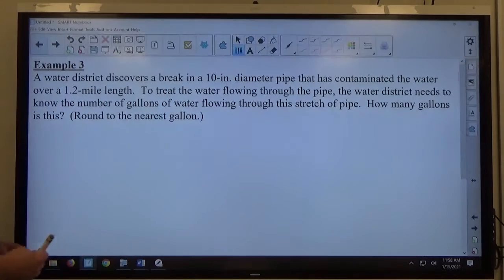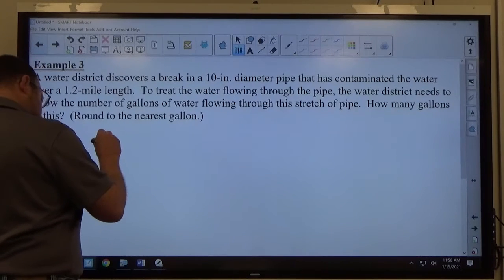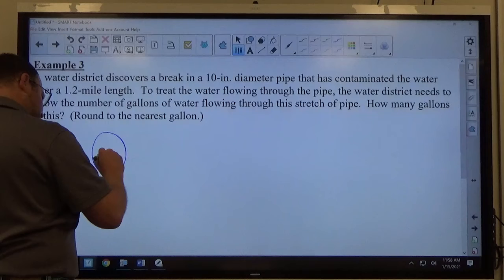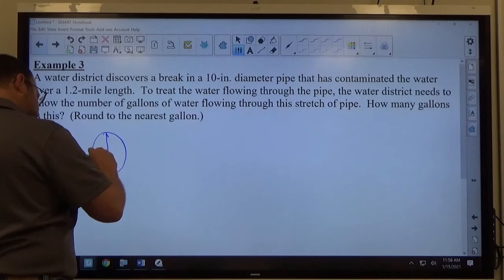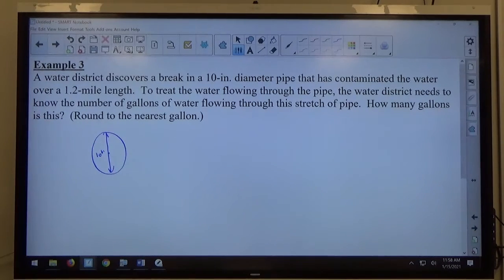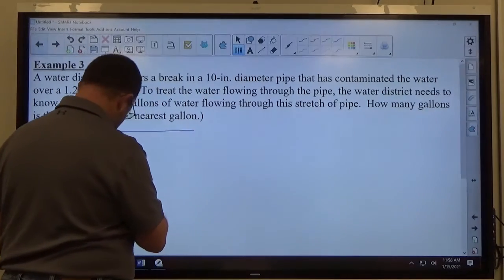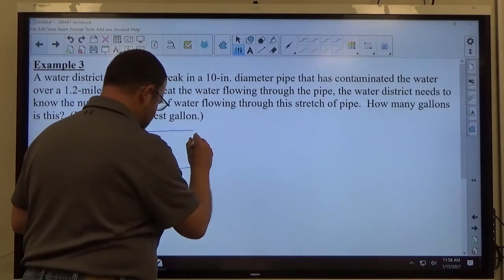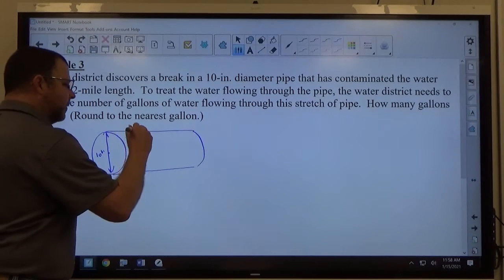We have a pipe. I'm going to make an assumption the pipe is in a straight line. 10-inch diameter pipe, so pipes are round. They give me a diameter, 10 inches, and it goes over a 1.2-mile length. Figure's not drawn to scale. All right. This is 1.2 miles.